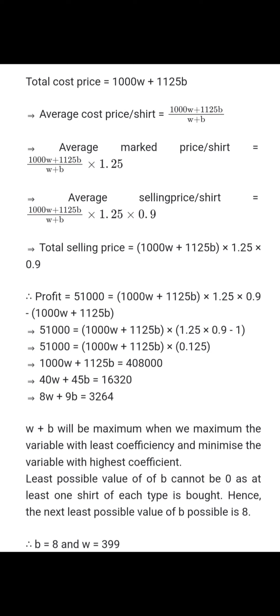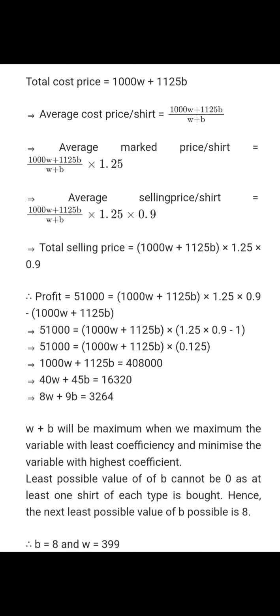So once we get a value of W and B which are integers, then we know that W has to go up by 9 and B has to go down by 8 to get whole number values. So W plus B will be maximum when we maximize the variable with the least coefficient. So we have to maximize W, because we'll try to buy more of the W and less of the B, because W is multiplied by 8. Least possible value of B cannot be 0, as at least one shirt has to be bought.